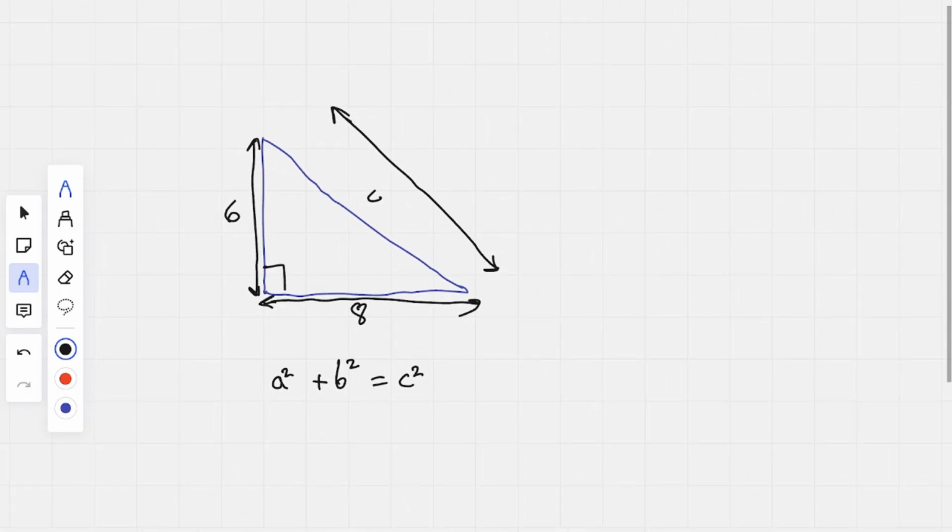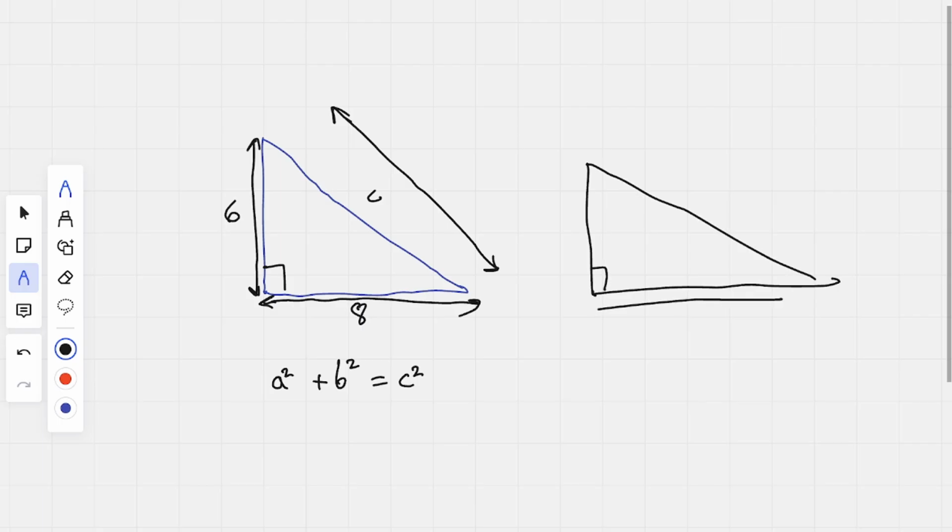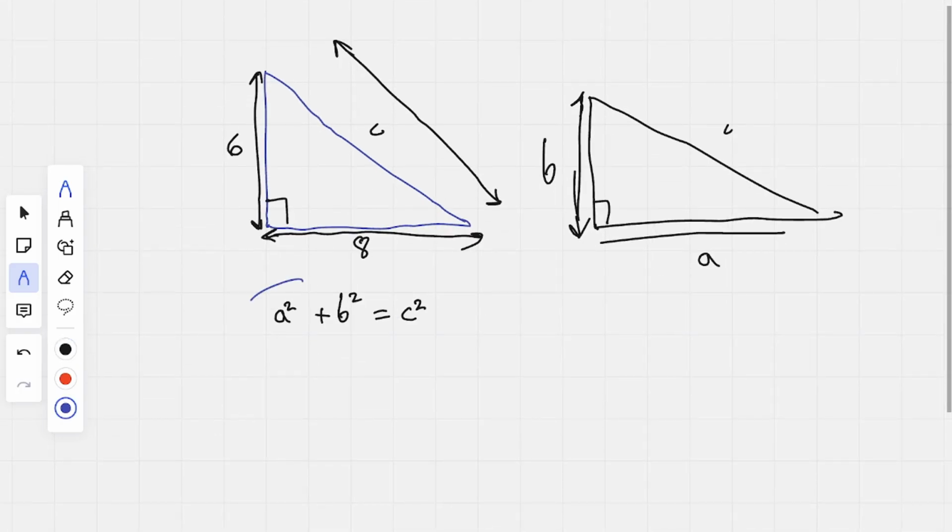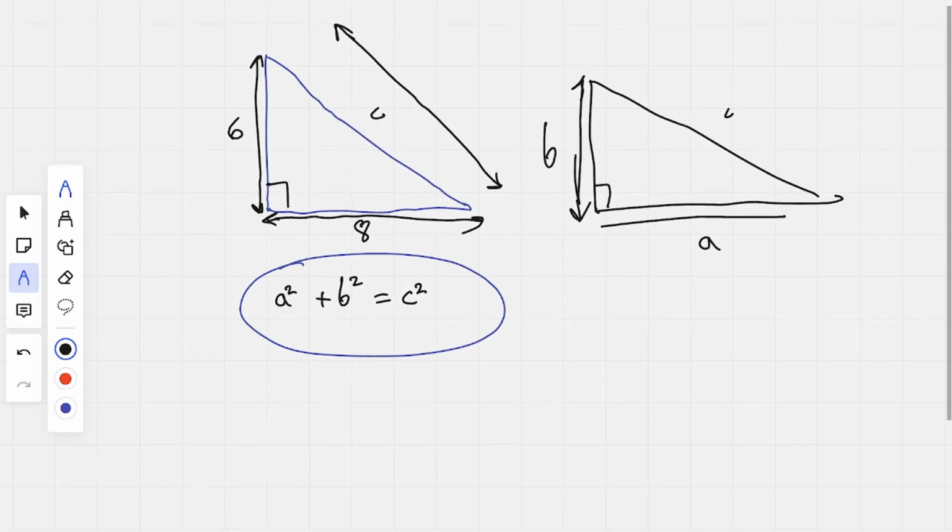So let me draw you another right angle triangle to show how this works. Okay, so this shorter side right here is A and the other shorter side is B. It doesn't matter which way you put it. The two shorter sides are A and B, and the hypotenuse will always be C. So using the formula we have written down here, we will use this to find the value of C. Now the value of C is going to be larger than both of the two shorter sides.